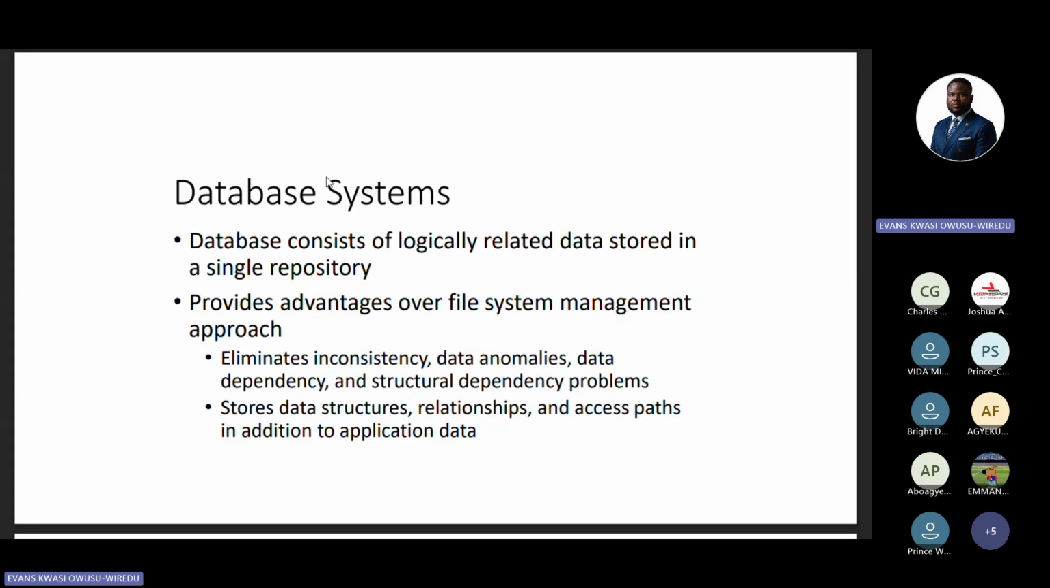So we have the physical and then we have the logical, put it in mind, right? So when you address data in a single repository, then you are keeping the database of whatever you want to gather, right? It provides advantages over the file system management approach.